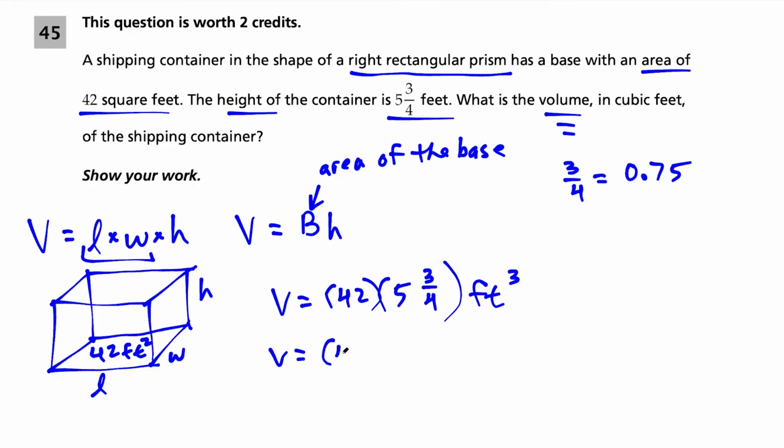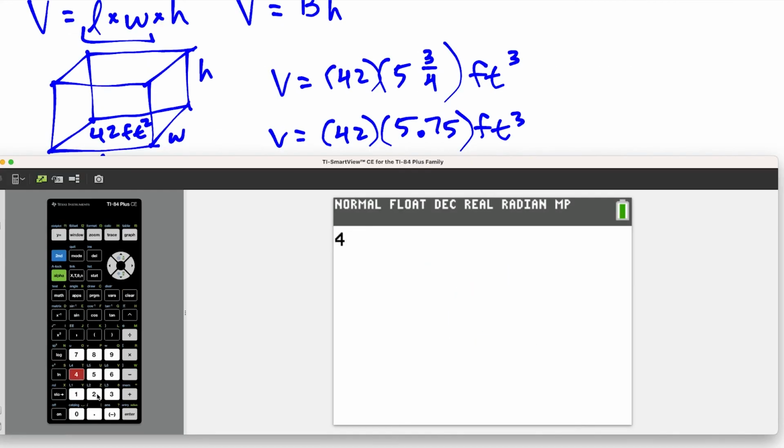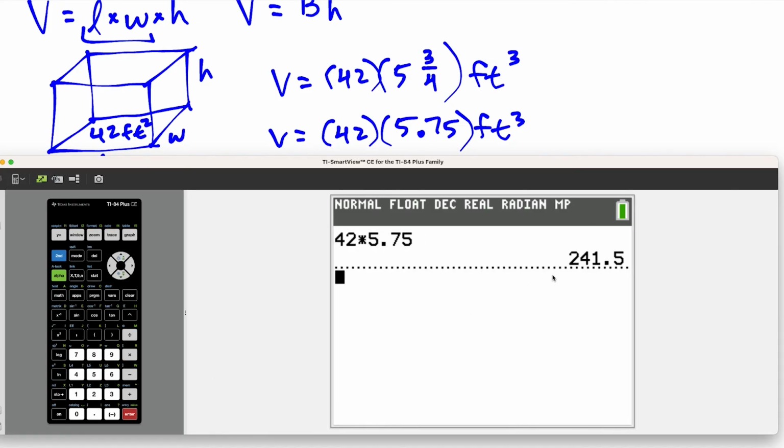So we're just going to take 42 and multiply it by 5 3/4. We could express that as 5.75, and we have cubic feet here. So we're just going to do 42 times 5.75, and that's going to give us the volume here, which is 241.5 cubic feet.